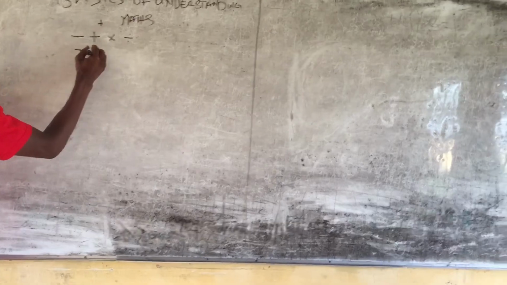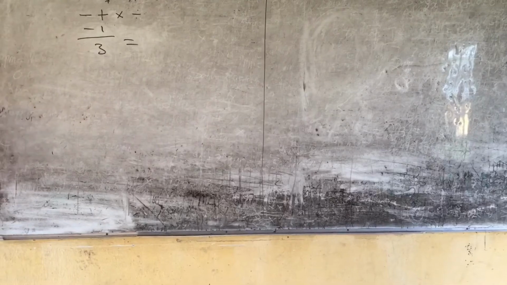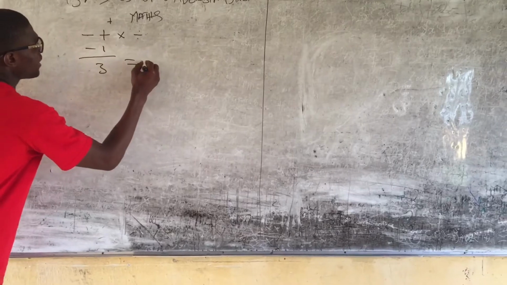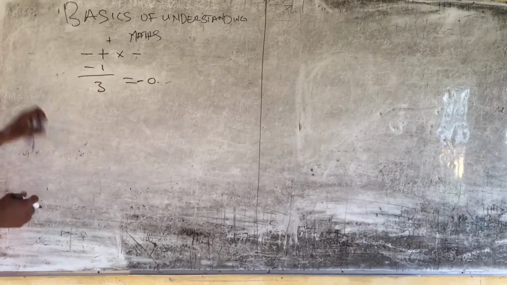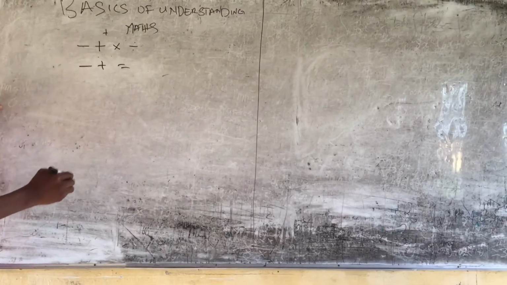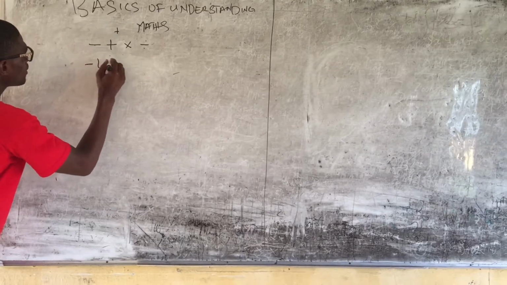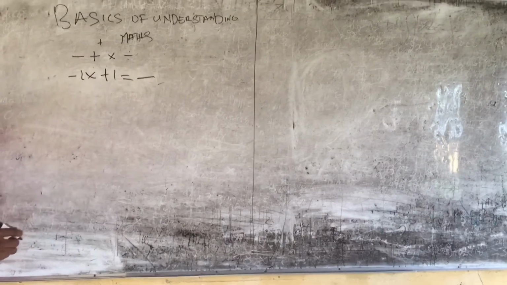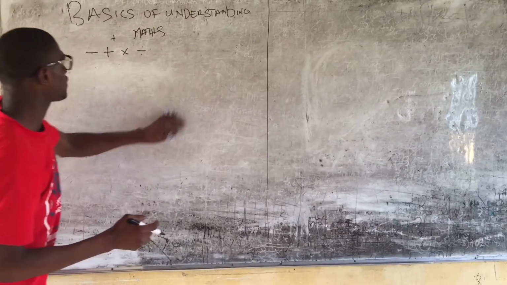What if I have minus 1 all over 3? What will be the result? The result here will be negative. Minus 0 point something, it will be negative. Because remember, we say when you have minus plus, the result will be minus. Same as multiplication. If I have minus 1 times plus 1, the result is negative. So I hope you understood what I've said.